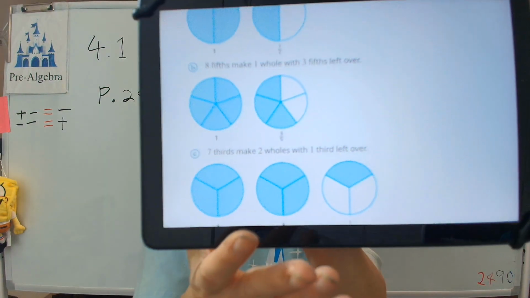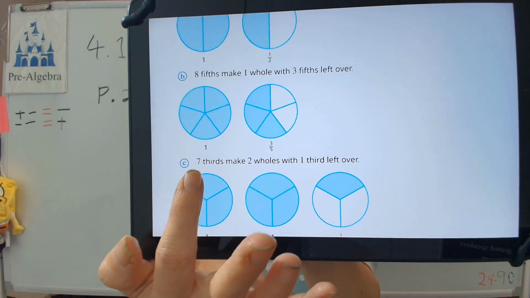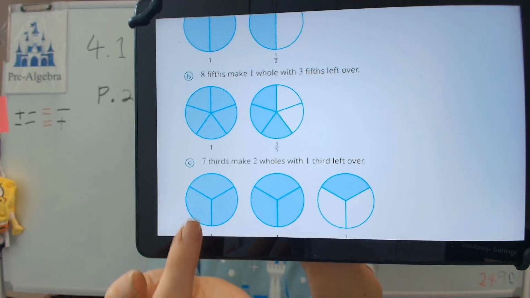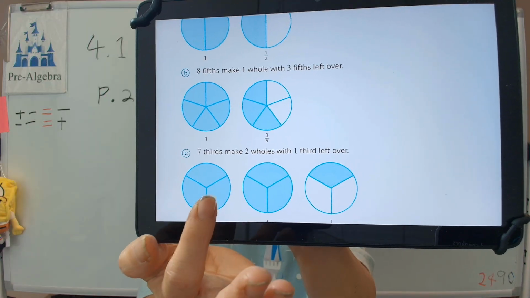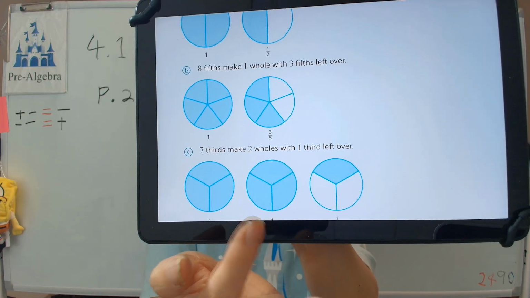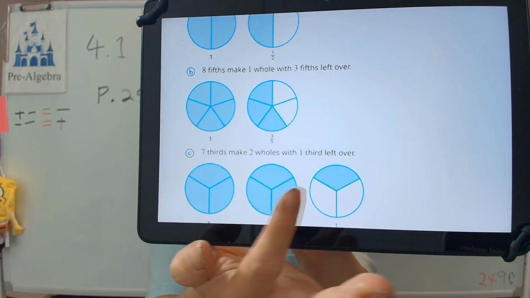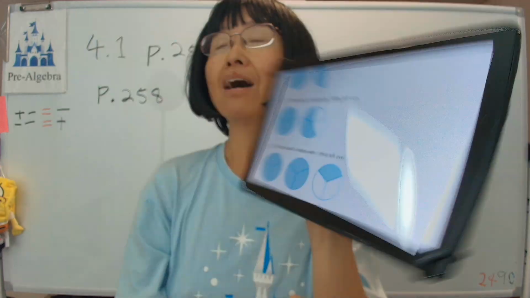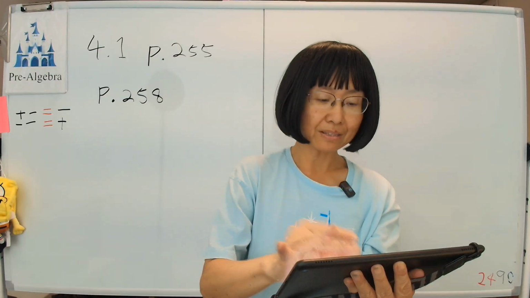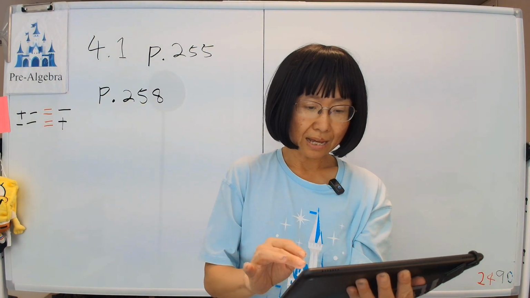Next, the question is, what are we doing? 7/3. So you have 7 of the third pieces of pie. Okay, so 3 of them make a whole pie. So you have 1 pie, 2 pie, that takes 6 pieces. And then you have 1 more piece. So you have 2 and 1/3 pies if you have 7/3 of pie. And that is that.